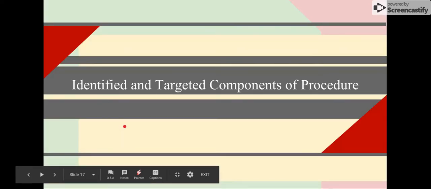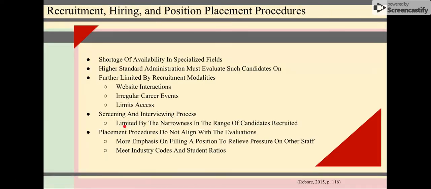So here are the identified and targeted components. We got a shortage of availability in specialized fields. We have a higher standard for admission and must evaluate candidates on that. So we have that very intense screening process, and we also have a very complicated manner in which we perform our services for the kids.